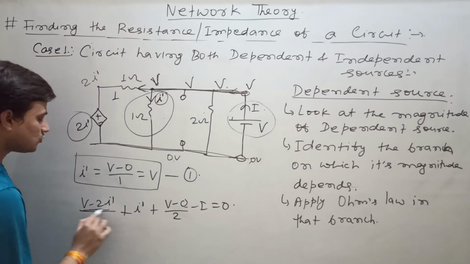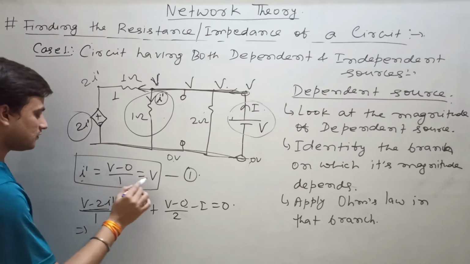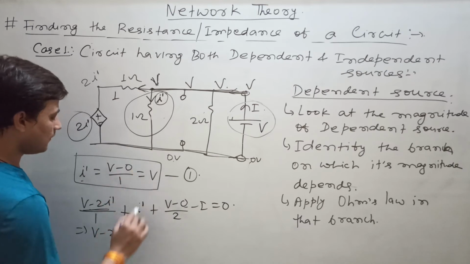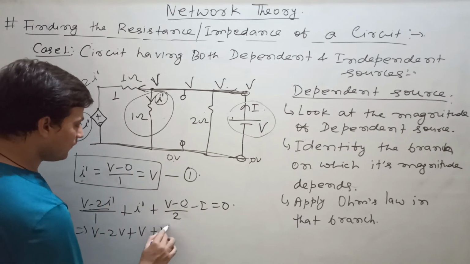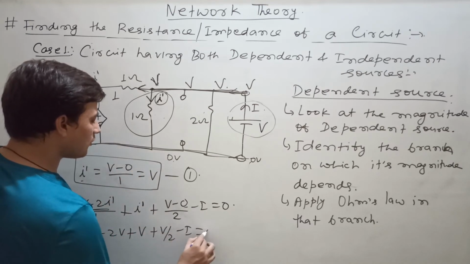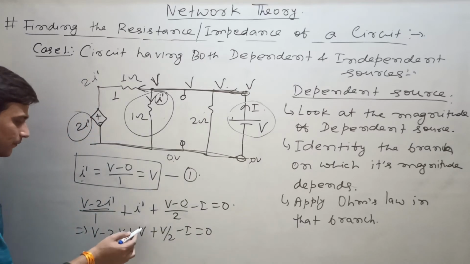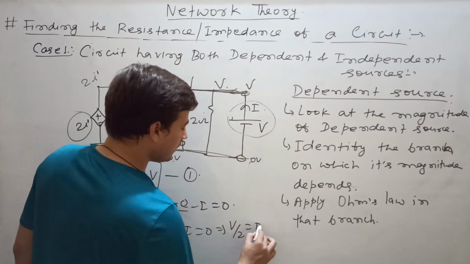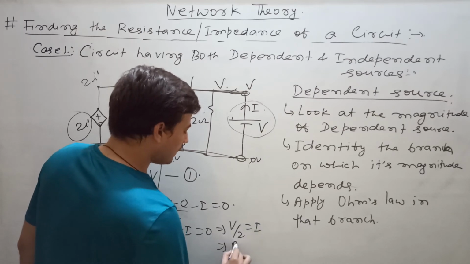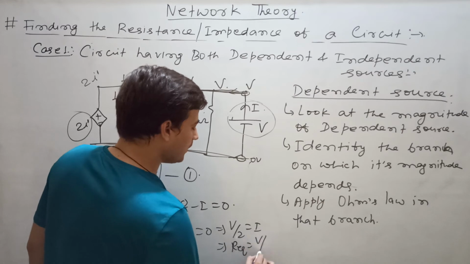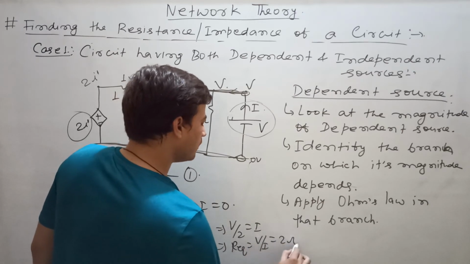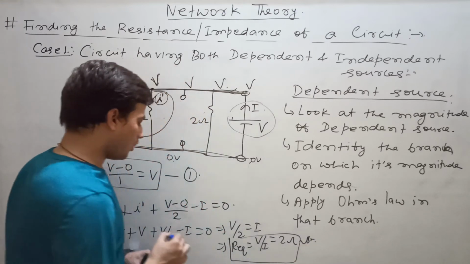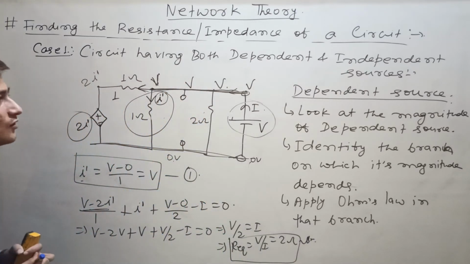So what do you see? You see V minus 2I'. The value of I' is V, that means V minus 2V plus I', that means V plus V by 2 minus I will be equal to 0. So what do you see? From here it becomes V by 2 equals I, or you can write R effective will be equal to V by I and it will be equal to 2 ohm. So 2 ohm will be the answer of the first question.